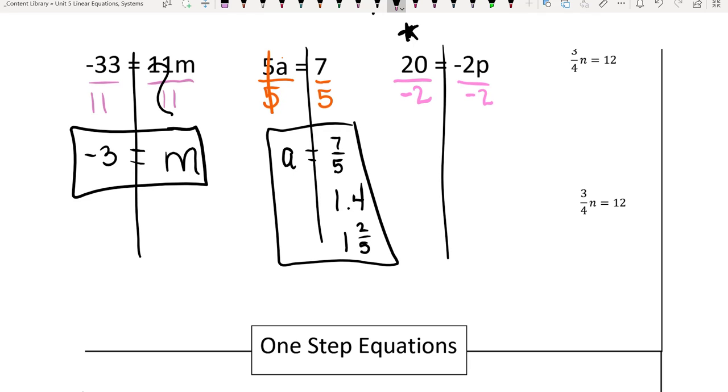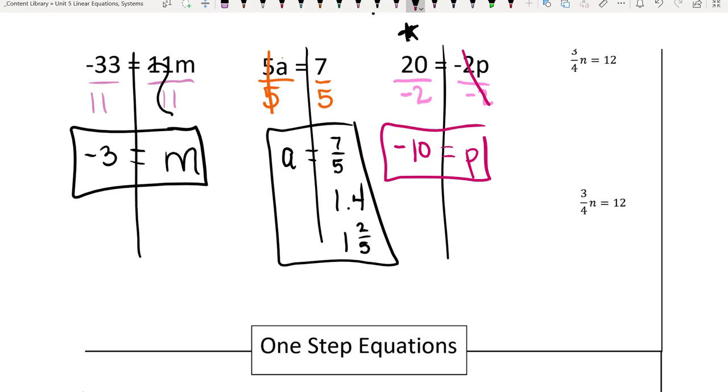Okay, now negative 2 divided by negative 2 is a single 1. 1p is left. 20 divided by negative 2 is negative 10. Okay, so I'm going to put a star on here. This is a multiply by negative 2, so to get rid of it, we divide by negative 2.